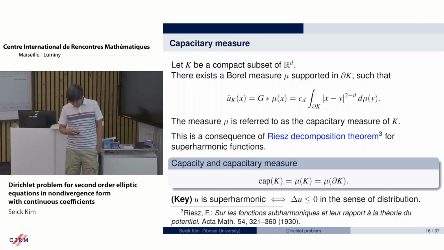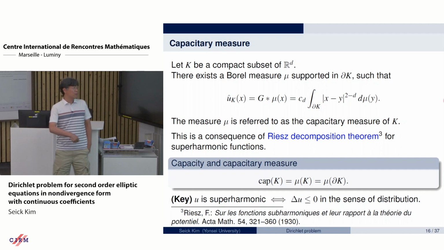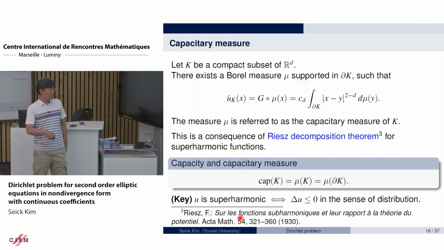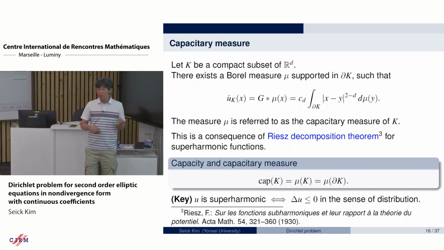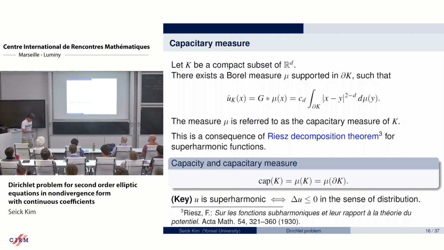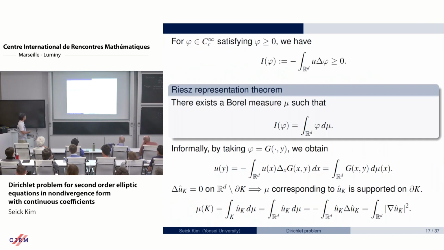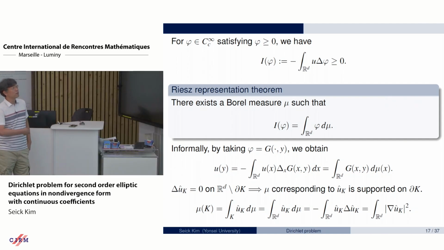It's a simple observation. u is superharmonic if and only if Laplace u is less than or equal to 0 in the sense of distributions. If you have that, then you take a non-negative test function phi and think about this one, I of phi. This is non-negative, meaning that this is a non-negative distribution, which means it should be a measure like this, right?